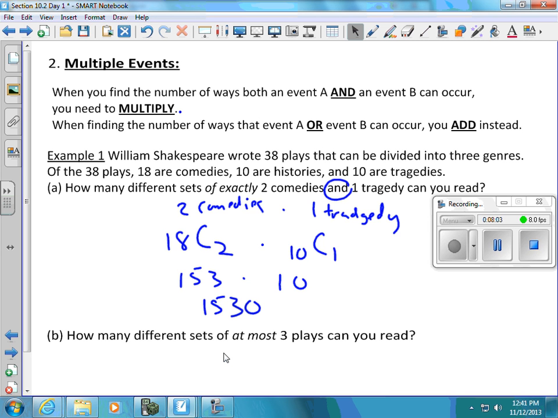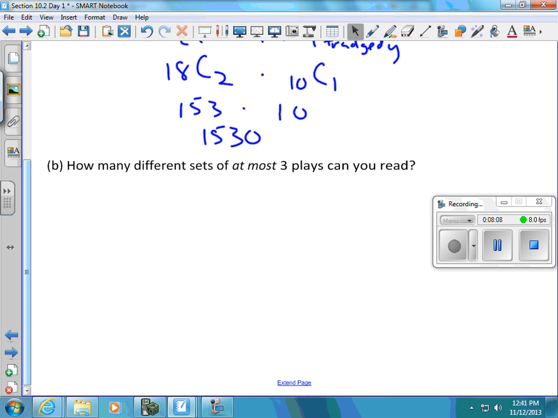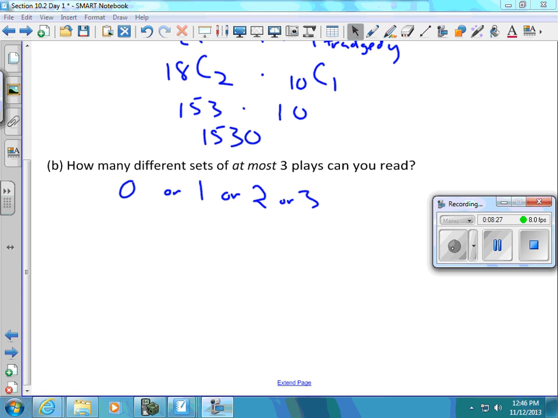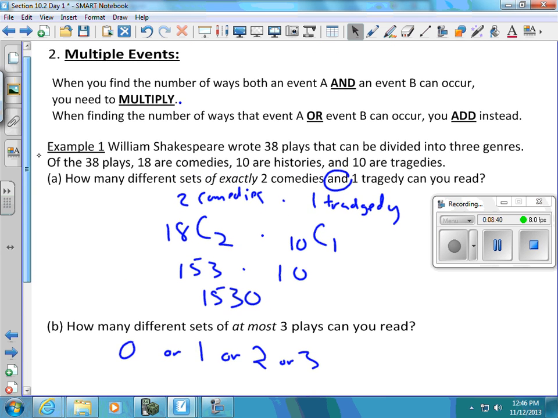Okay, so let's look at a different way to phrase something. How many different sets of at most 3 plays can you read? If you're doing at most 3 plays, I could read 3 plays, or I could read 2 plays, or I could read 1 play, or I could read 0 plays. Okay, so at most 3 is 0, 1, 2, or 3. So it's an or problem. It's really a hidden or problem. It's kind of a tough one, but you add them.